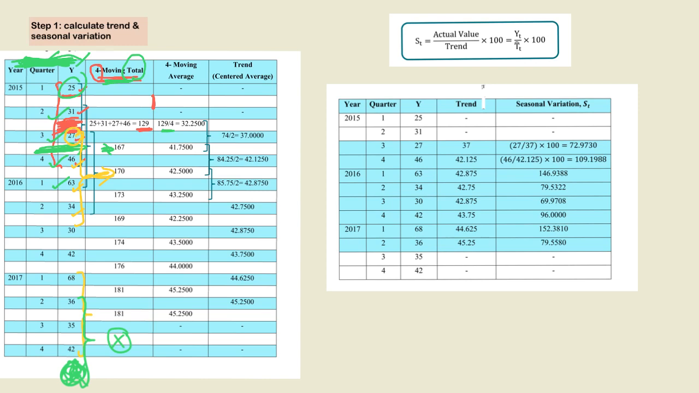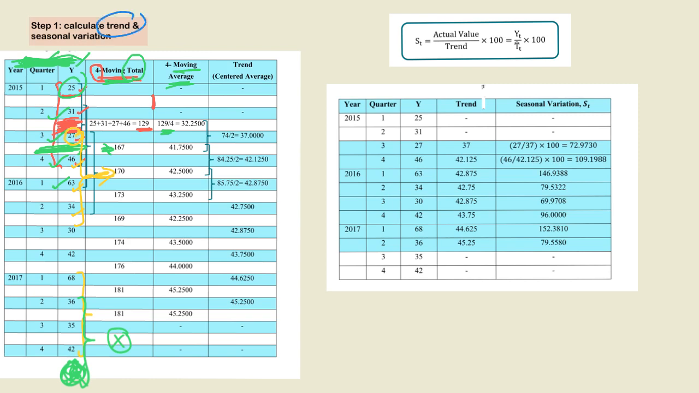So 4 moving total, you need to total up 4. Since the average period is 4, and then you need to calculate the average. Since the total just now you total up 4 different values, so over here you need to divide by 4, and then you need to calculate the trend. So this is actually what we want in the first step, calculate the trend.